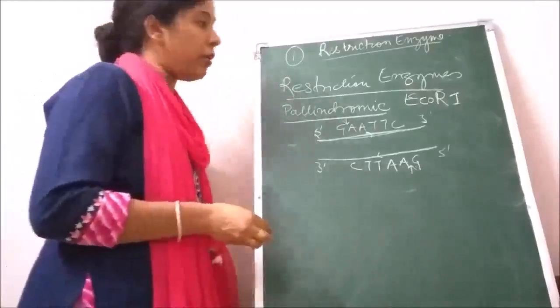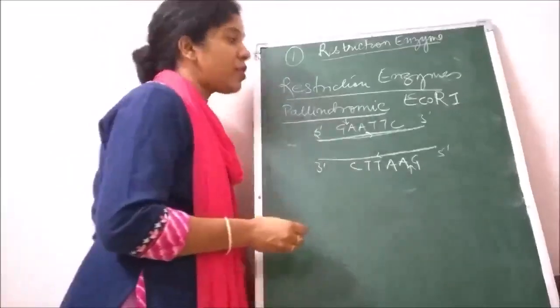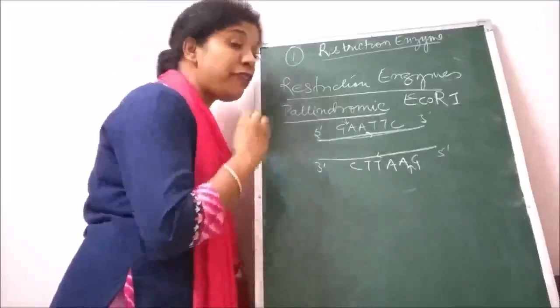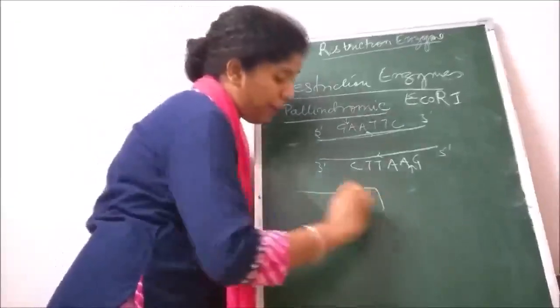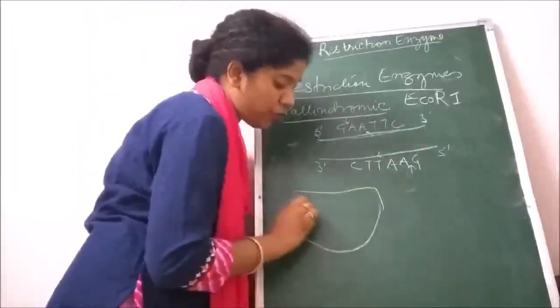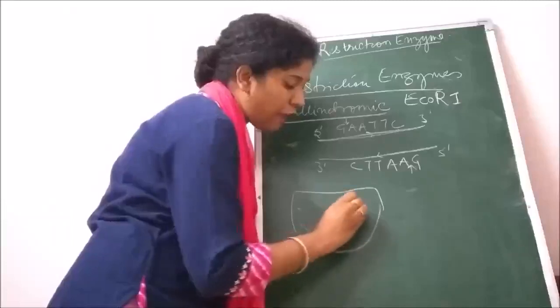Another very important point worth noting is that restriction enzymes prevent their own... for example, if the cell is itself having so many restriction enzymes, it is also having its own DNA.